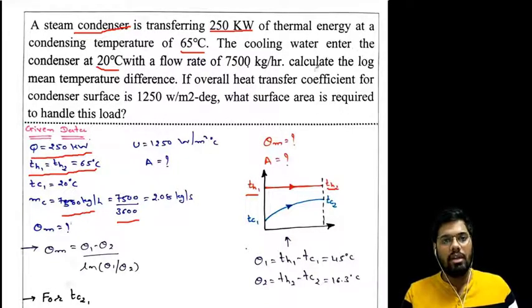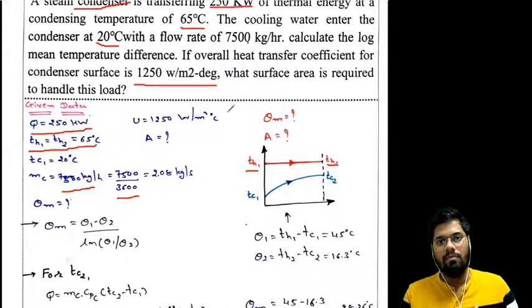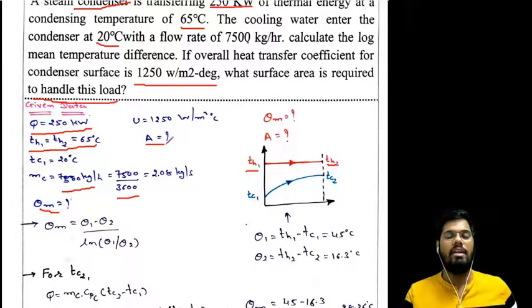Now we need to calculate the log mean temperature difference, it means LMTD, if the overall heat transfer coefficient for the condenser surface is 1250 watt per meter square degree Celsius. So here the overall heat transfer coefficient U is given as 1250 watt per meter square degree Celsius. What surface area is required to handle this load? So here we need to find out two things. First, LMTD, it means theta m, and second, the area of the heat exchanger.